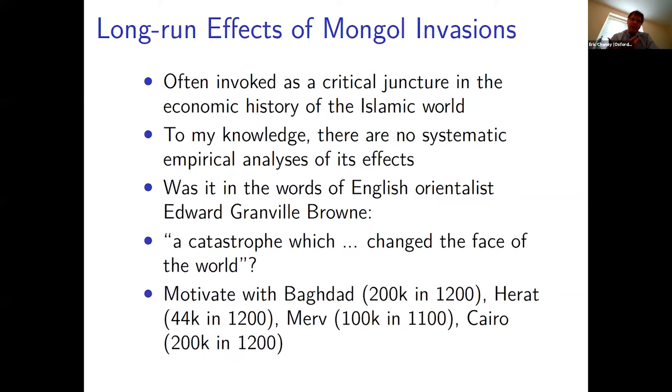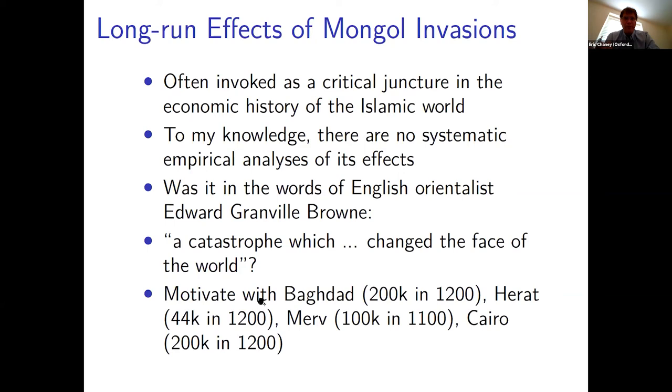And so again, I'm going to do the same thing I did before. I'm going to begin by motivating the example using four cities, three which were directly invaded by the Mongols and destroyed in many cases by them. So I'm going to show you the time series of Baghdad, which had 200,000 people in 1200. I think this is Van Zandt's estimate. Herat, which had 44,000 in 1200. I think this is Chandler's estimate, if I recall correctly.